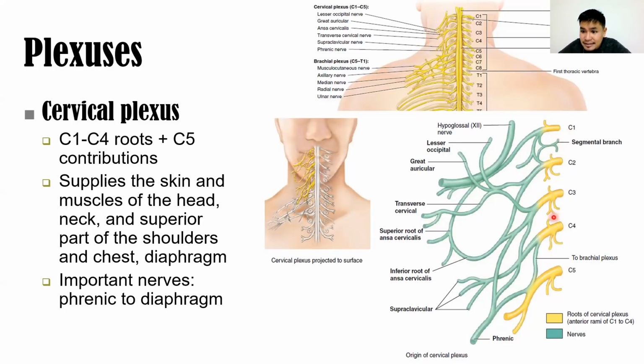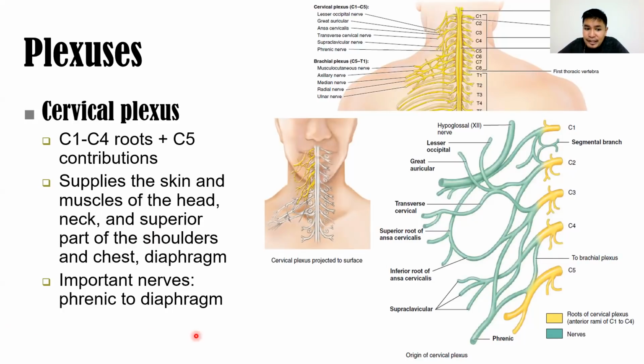So C1, C2, C3, C4, C5, meron silang different networks, no? Parang networking. So they have different networks that join together and eventually they will have the nerves that are named according to the structures in the body that they innervate. So the cervical plexus supplies the skin and muscles of the head and neck, no? And superior parts of the shoulders, chest, and even the diaphragm.